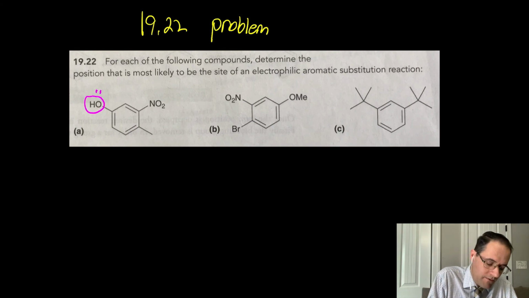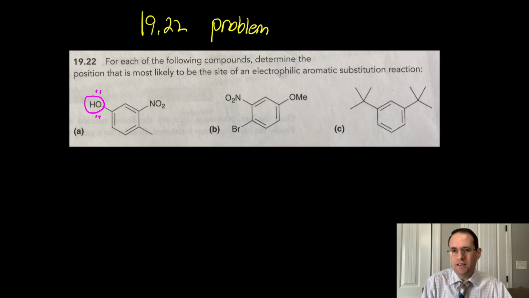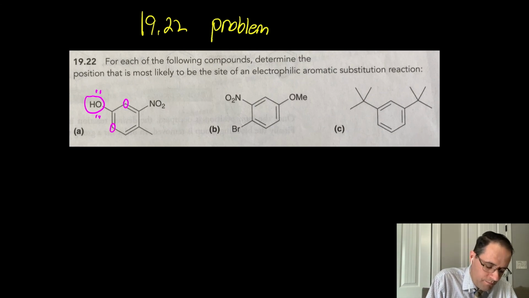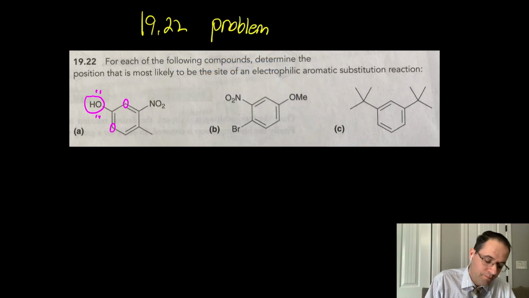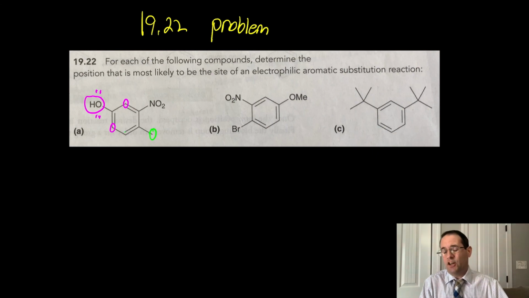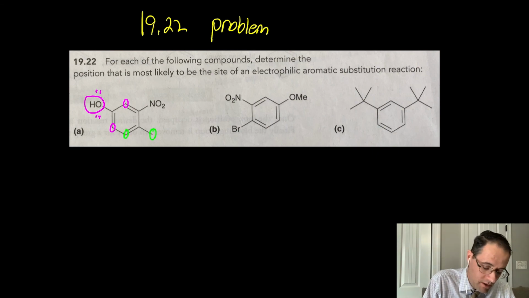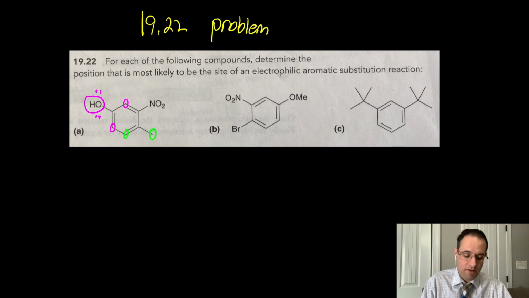So here we have the strongest director. We know it's the strongest director because we have an oxygen right next to the aromatic ring with lone pairs, and that's an ortho para director. The para carbon is blocked by a methyl group. This carbon here is a methyl group. That also is an ortho para director. There's only one carbon that it could possibly go to.